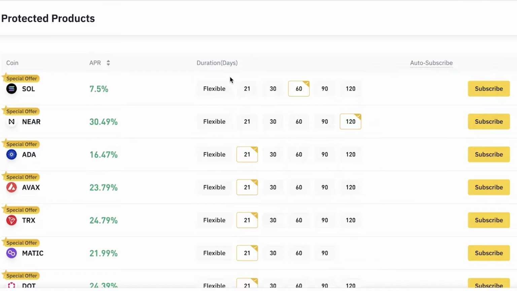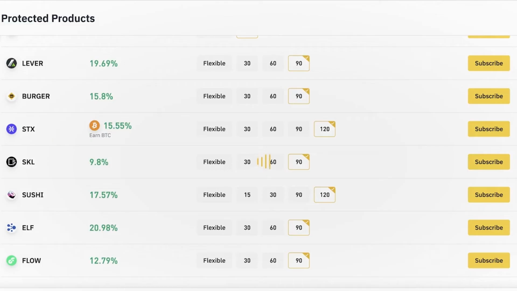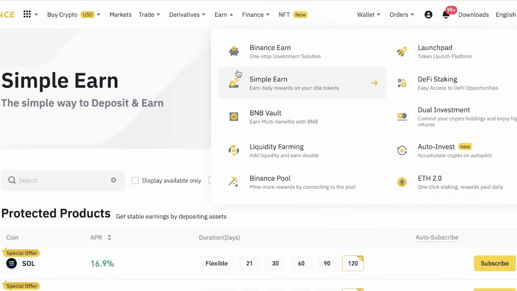And this is one of the most basic ways to make money. It's kind of like putting your money in your bank and you get like 1, 2, 3, however much percent interest on it. It's very much similar to that. And that is one of the simplest ways to get started with earning on Binance.